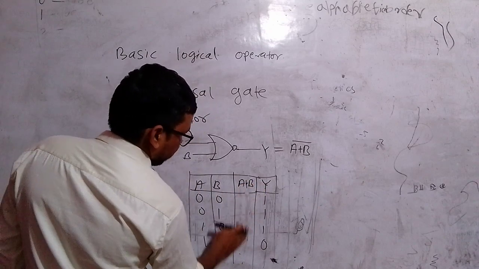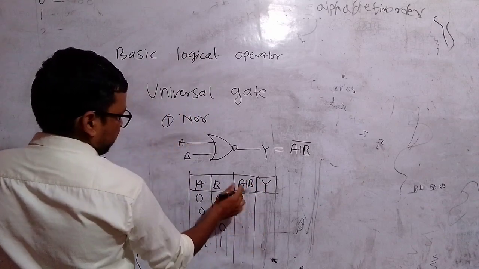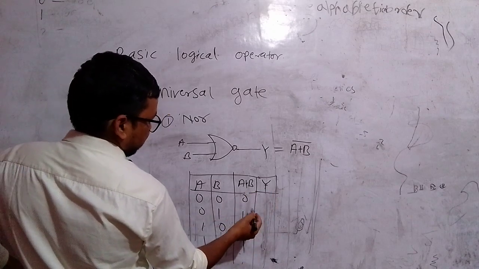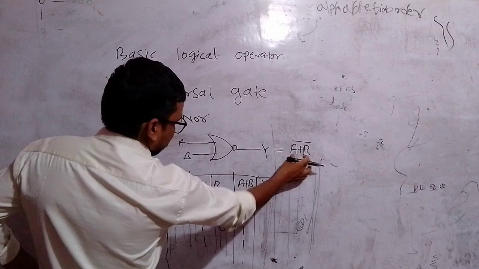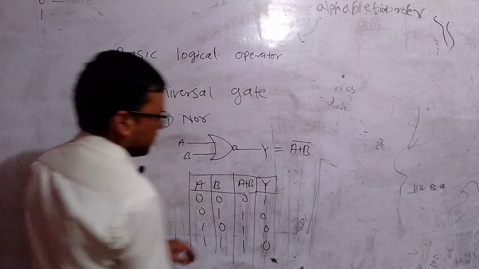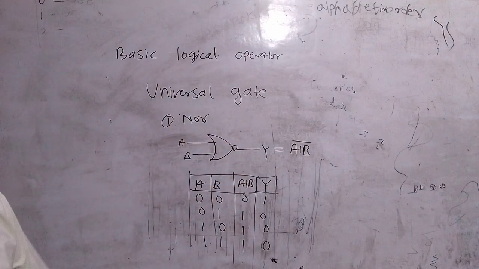Now plus. What would A plus B be? 0 1 1 1. And what would we do for Y? Y just inverts A plus B in this case. Now 1 0 0 0. This would be the output of the NOR gate.